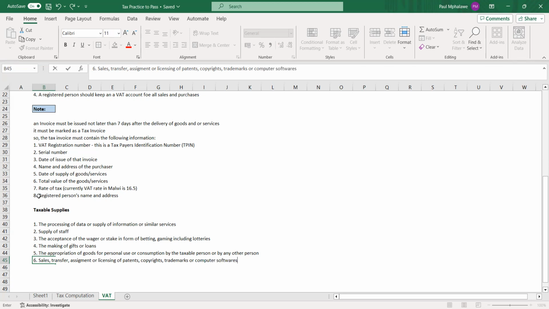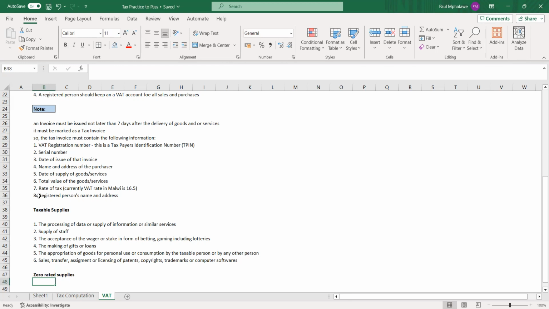Those are taxable supplies. Now, there are some that are 0 rated supplies. What are these according to the VAT Act in Malawi?